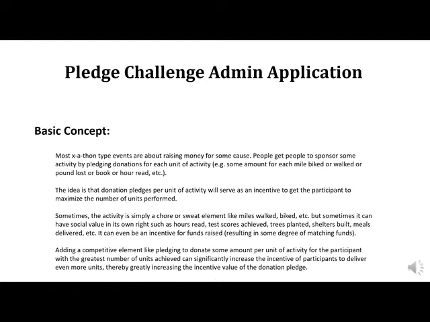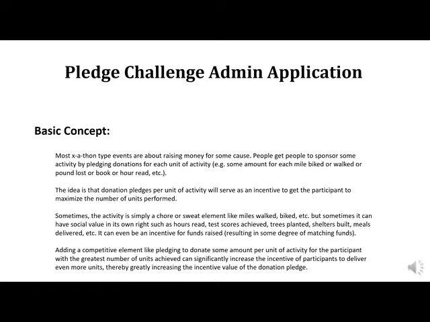Adding a competitive element, like pledging to donate some amount per unit of activity for the participant with the greatest number of units achieved, can significantly increase the incentive of participants to deliver even more units, thereby greatly increasing the incentive value of the donation pledge.